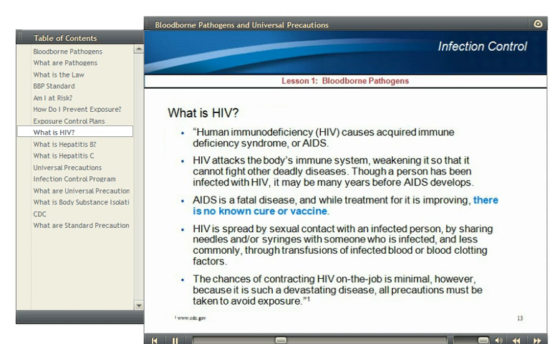HIV is spread by sexual contact with an infected person, by sharing needles and/or syringes with someone who is infected, and, less commonly, through transfusions of infected blood or blood clotting factors. The chances of contracting HIV on the job are minimal. However, because it is such a devastating disease, all precautions must be taken to avoid exposure.